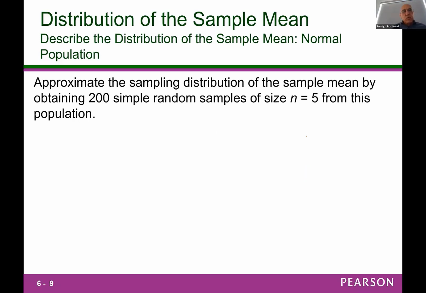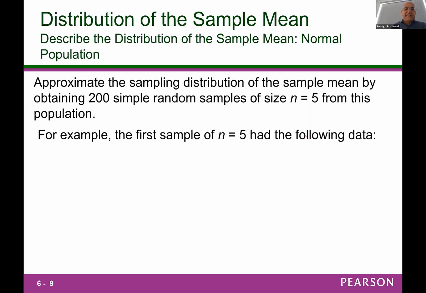Let's do this procedure not for all possible samples of size 5, but for 200 samples. From all pennies in the United States, we are going to select 200 samples, all of them of size 5. And let's analyze what happened with the distribution of all of these sample values.